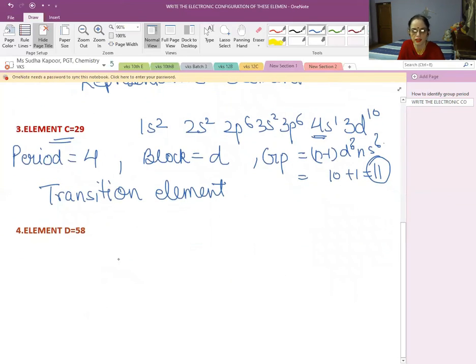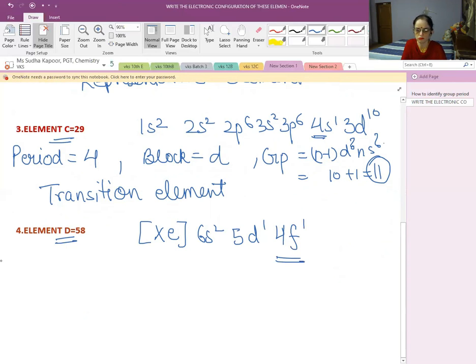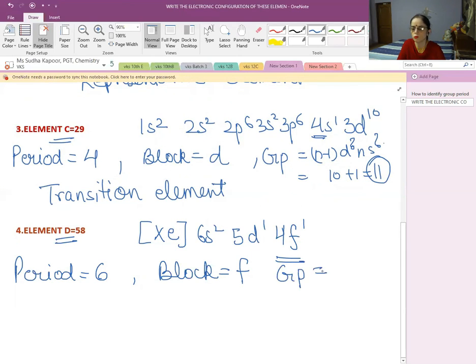Then coming to another element, D, which has atomic number 58. Instead of writing it as 58, we can simply write it as xenon 6s2, 5d1, and 4f1. Since the last electron is shown as f1, the period is equal to the largest shell number, 6, and the block is f, where the last electron enters. In the f block, no group number is given, but if it is 4f, we call it lanthanide. So they are considered lanthanides in nature.